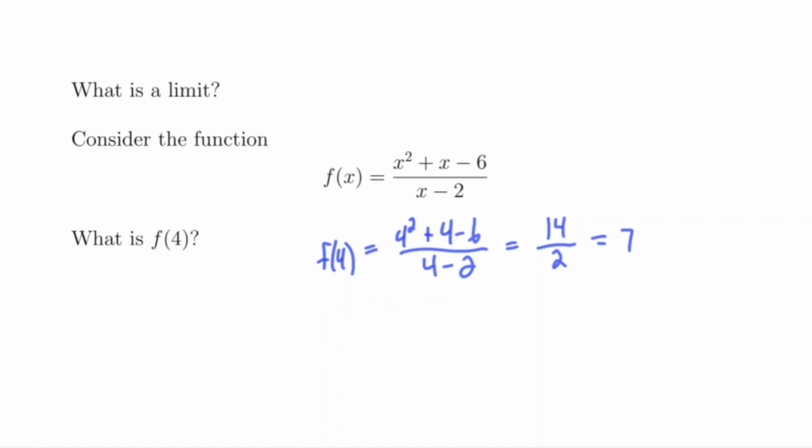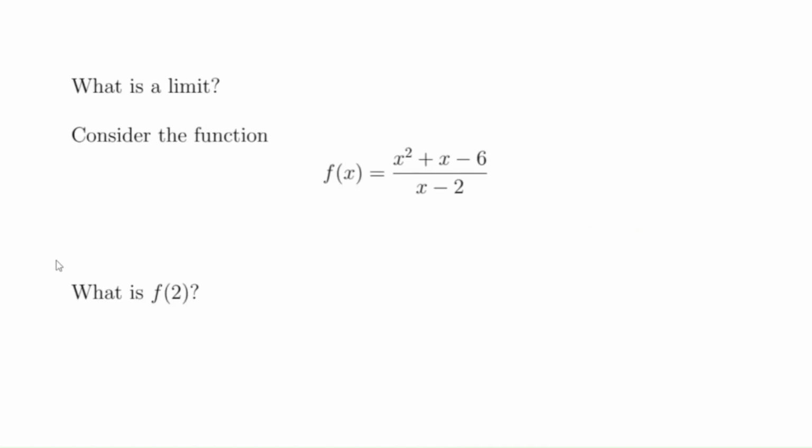Now we're going to get something much more interesting if we plug in the value 2. Okay, so what is f of 2? So 2 is going to be kind of a special value for this particular function. So what is f of 2? Well, f of 2, if we do the same thing here, we get 2 squared plus 2 minus 6 over 2 minus 2. And so in the numerator, this simplifies to be 4 plus 2, which is 6, minus 6, which is 0, and 2 minus 2 is 0. So we get 0 over 0.